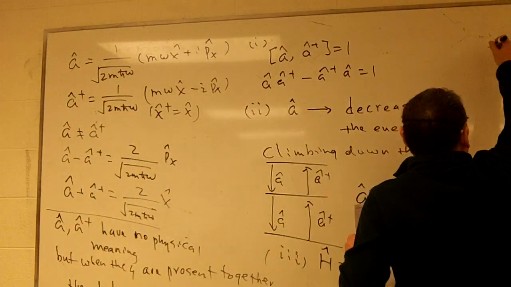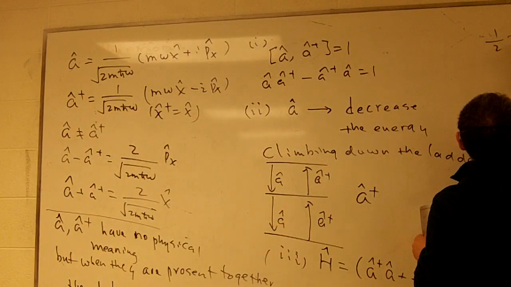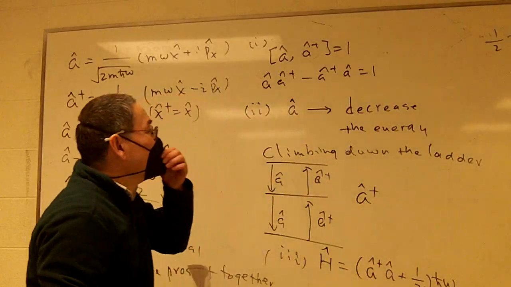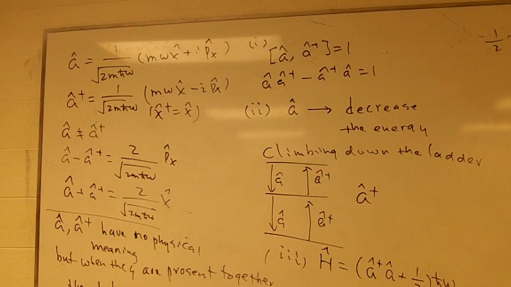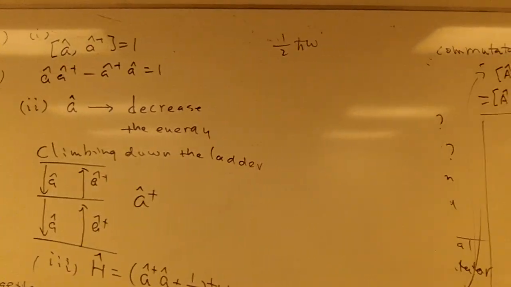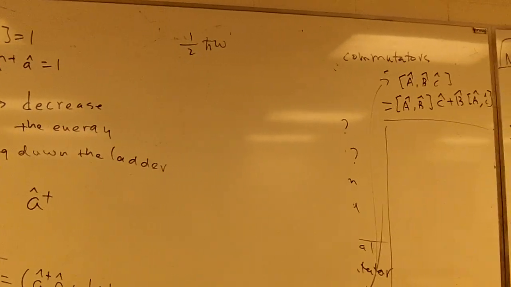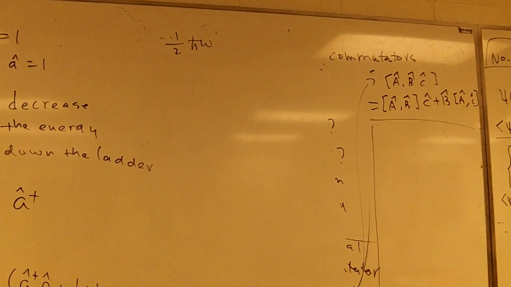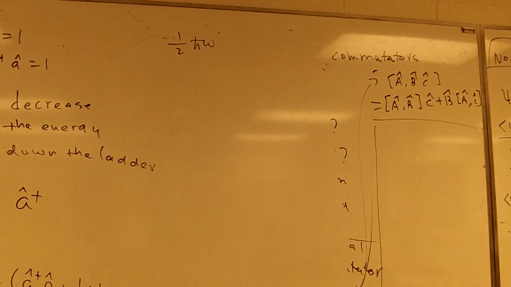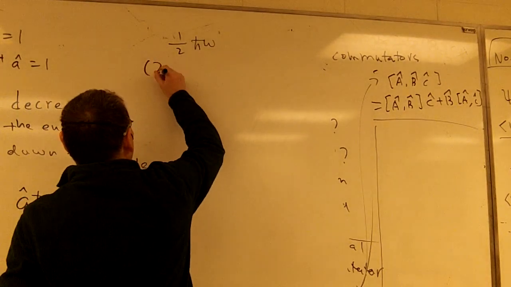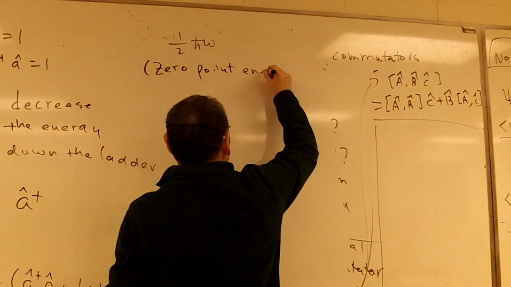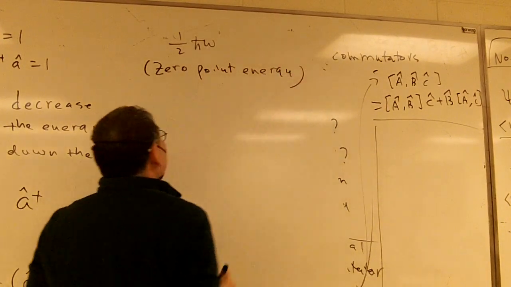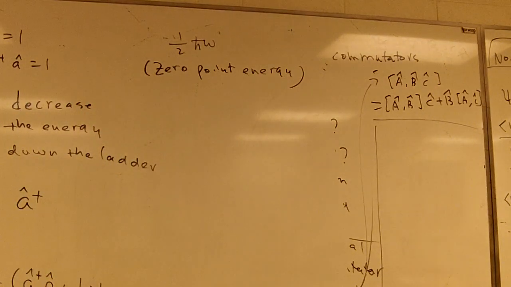Now I want to explain 1/2 h bar omega. 1/2 h bar omega is a very important consequence of quantum mechanics. So this particular part is quite insightful for us to understand. And this is called the zero point energy. This is called zero point energy.